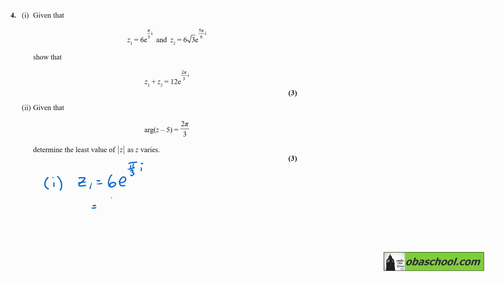That means that it is 6 cos pi by 3 plus i sine pi by 3. Since cos pi by 3 is a half and sine pi by 3 is root 3 over 2, that is going to be 3 plus 3 root 3 i.